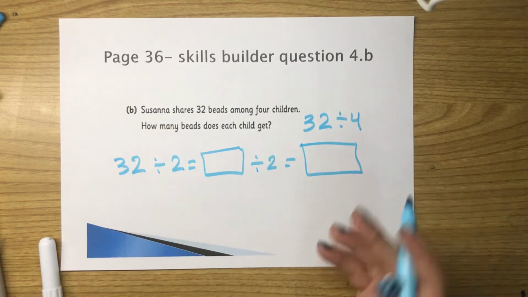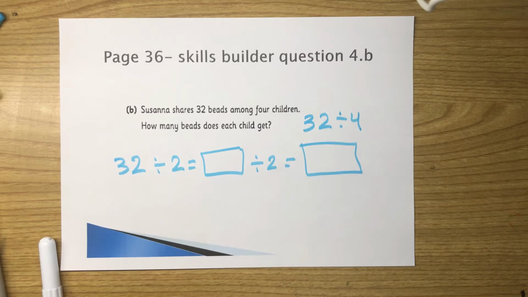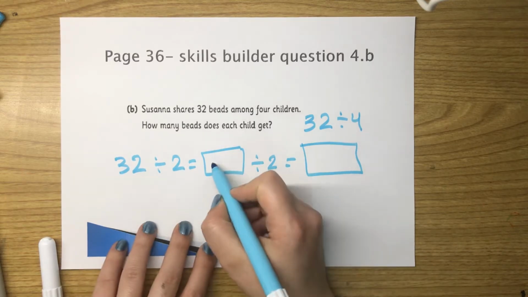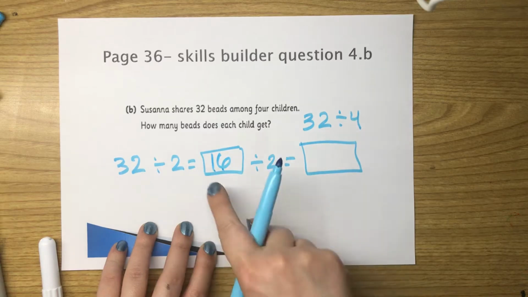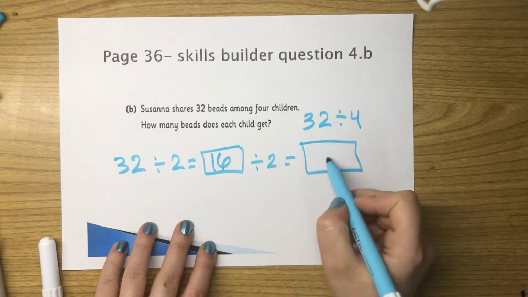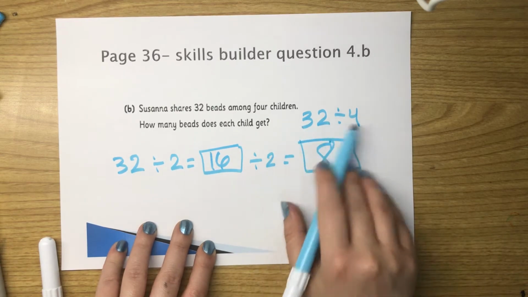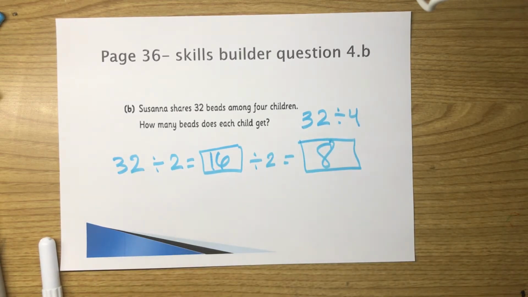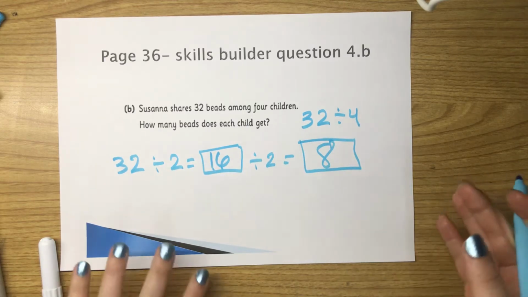When I give you a question using halving and halving again, it's the same as dividing by 4. So 32 divided by 2 equals 16. 16 divided by 2 equals 8. So 32 divided by 4 equals 8 by using the method of halving and halving again.